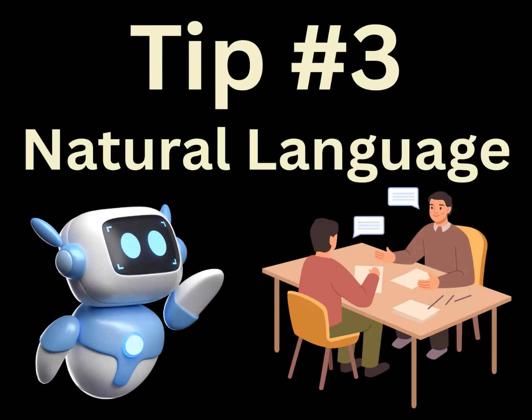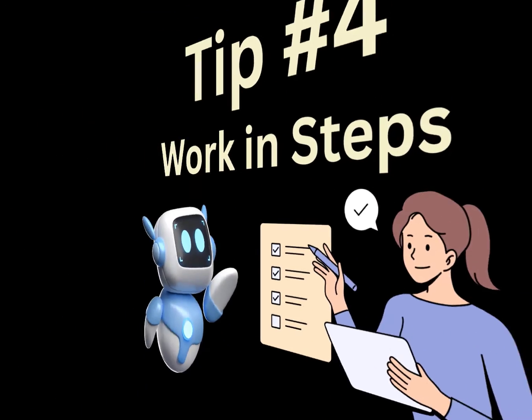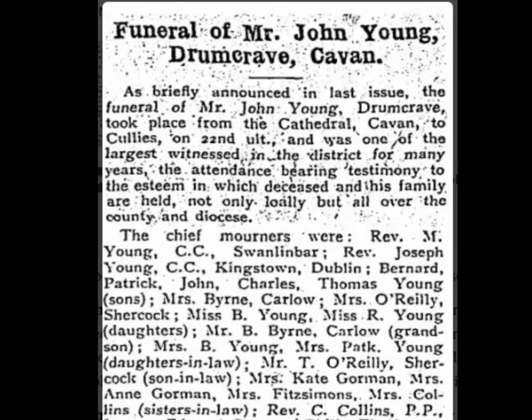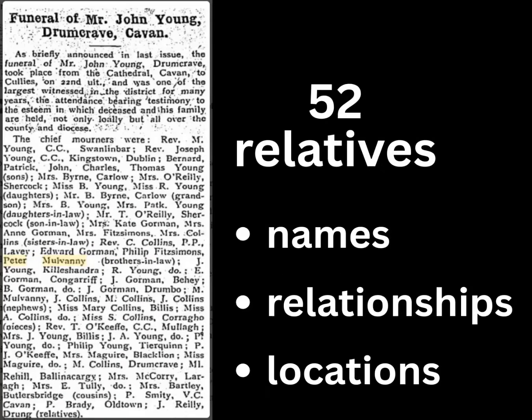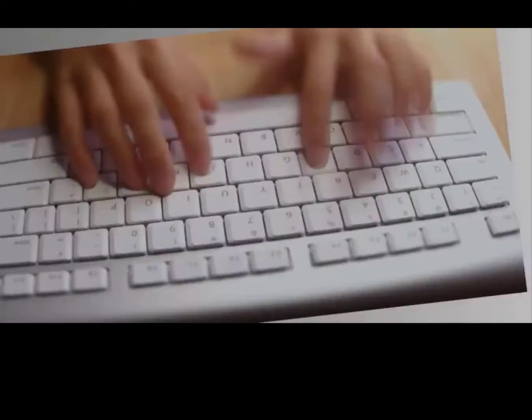To illustrate this, I'll show you some prompts of mine as part of the next tip. My fourth tip is to break up a complex task into multiple steps. In another video on this channel, I showed how to use AI to transcribe a blurry old newspaper document, make corrections, and transform the data into a spreadsheet of the people in it. This is a complex task.